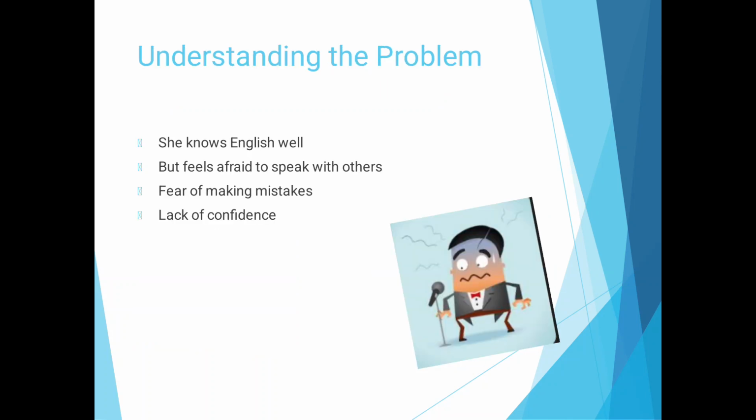So the problem is that my friend knows English well. She knows how to read, she knows how to write English. She can write a whole essay in English. She knows what this means, what that means. She understands it, but she cannot speak it. She is afraid to speak it. And why? Because she has the fear of making mistakes.